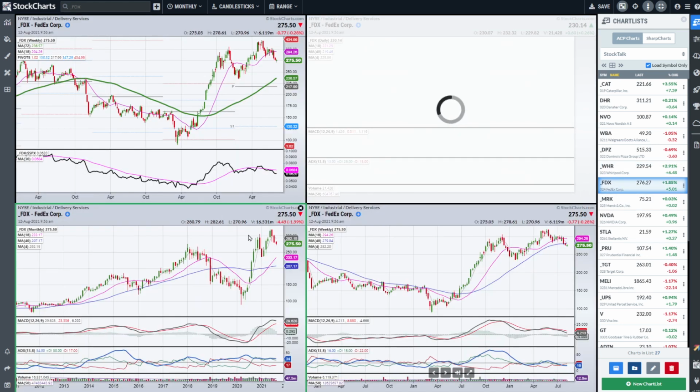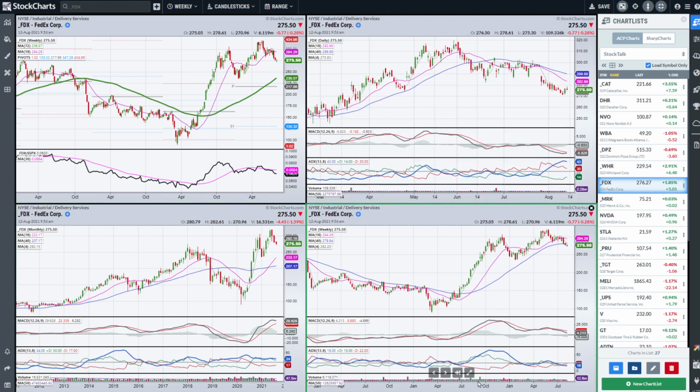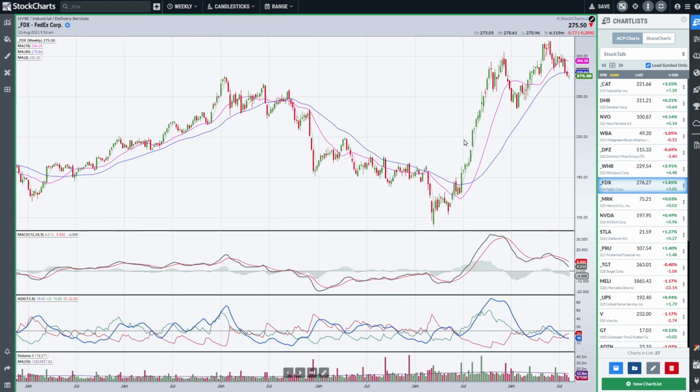FedEx. So FedEx made a higher high. We'll just do this on the weekly chart. Strong move to the upside, and then we had a kind of a sharp pullback here. And then when we rallied back up, without much consolidation, we rallied to a new high, and MACD did not confirm, and neither did ADX.